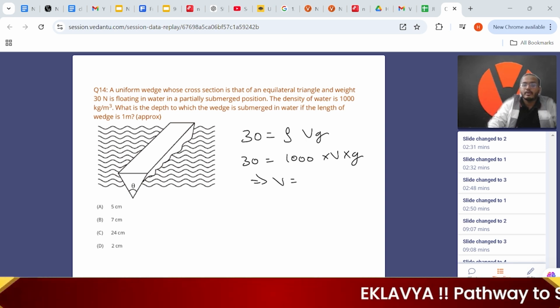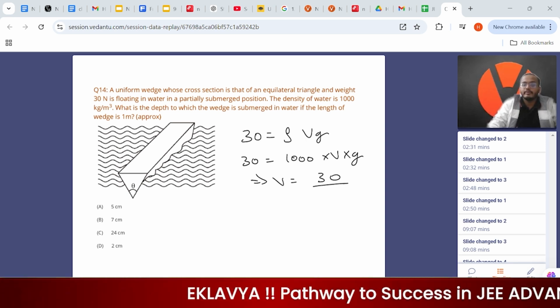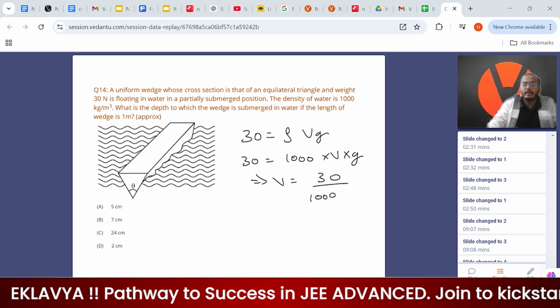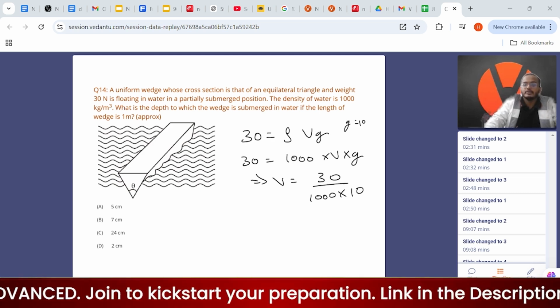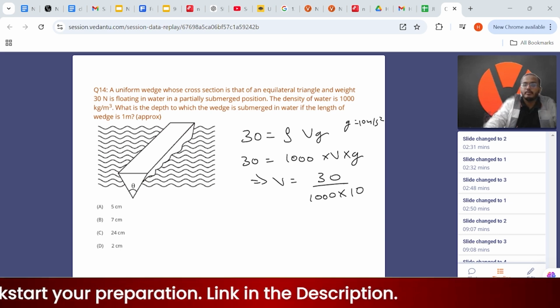Now see, from here I can calculate that volume will be equal to 30 divided by 1000 into 10, if we take G equal to 10 meter per second square.